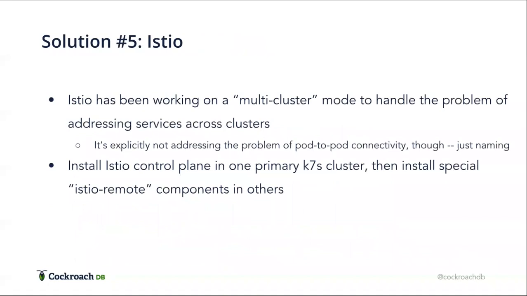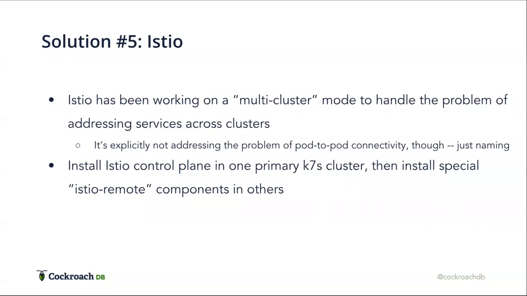Finally, Istio is a project that has become very, very popular in the community over the last year or two. You could use it to handle the naming of services across Kubernetes clusters, or even the routing of packets across clusters. They've been working on this multi-cluster mode to handle the problem of addressing across clusters for the last half year or so. It was in the very early days when I was doing most of my experimentation earlier this year.